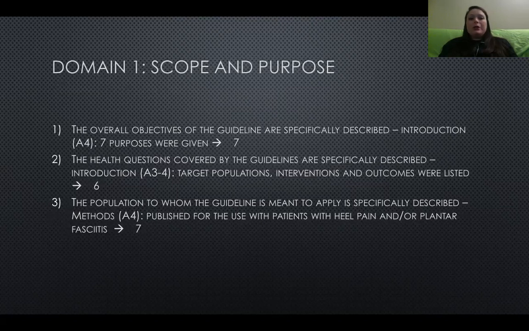Domain 1, scope and purpose. Overall, the objectives of the guideline are specifically described. In the introduction on page 4, there are 7 purposes that are listed, and so I scored this as a 7. The health questions covered by the guidelines are specifically described. In the introduction on pages 3 and 4, it talks about the target populations, interventions, and outcomes. So I scored this as a 6.